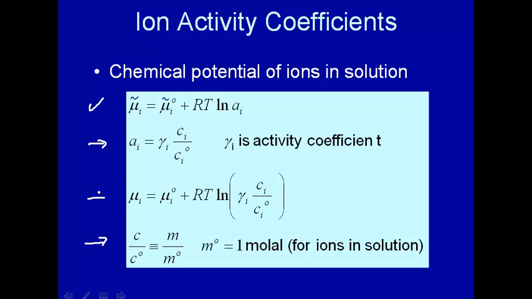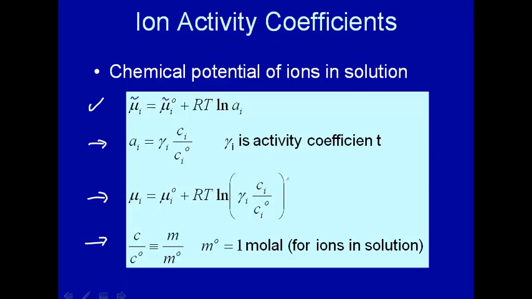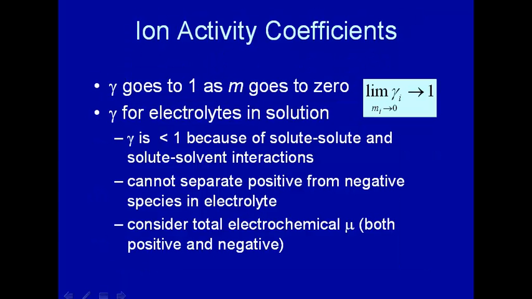And so therefore we can write the chemical potential as the chemical potential standard state plus RT times the natural log of that. So did we do that? Yes, we did, right there. So there's activity.